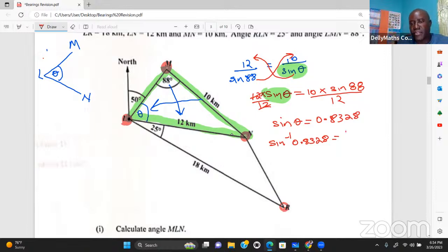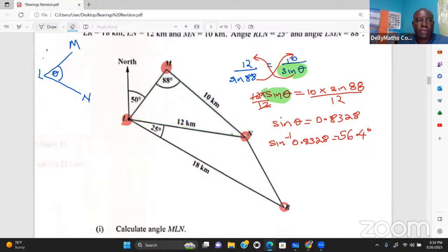This angle is 56.4 degrees. So the angle that they were referring to, I'm going to clean the triangle up right here, is 56.4 degrees. So that's the angle we'd have answered to right there. 56.4 degrees.